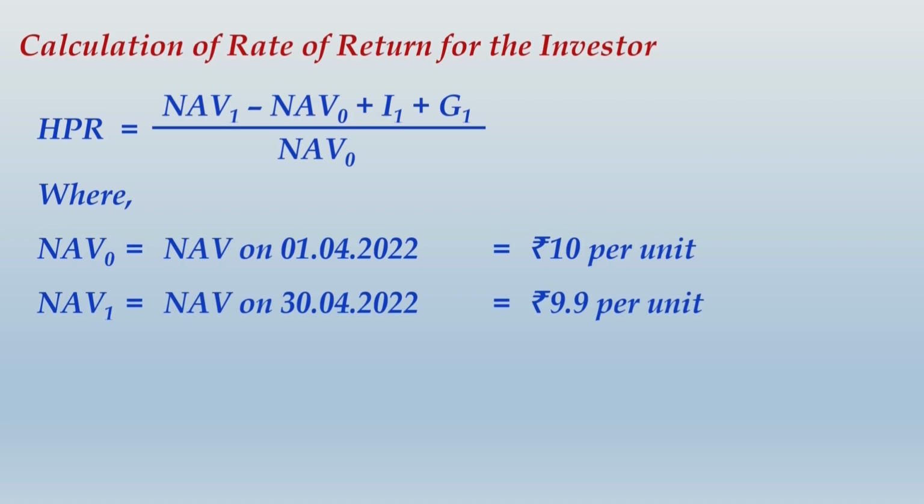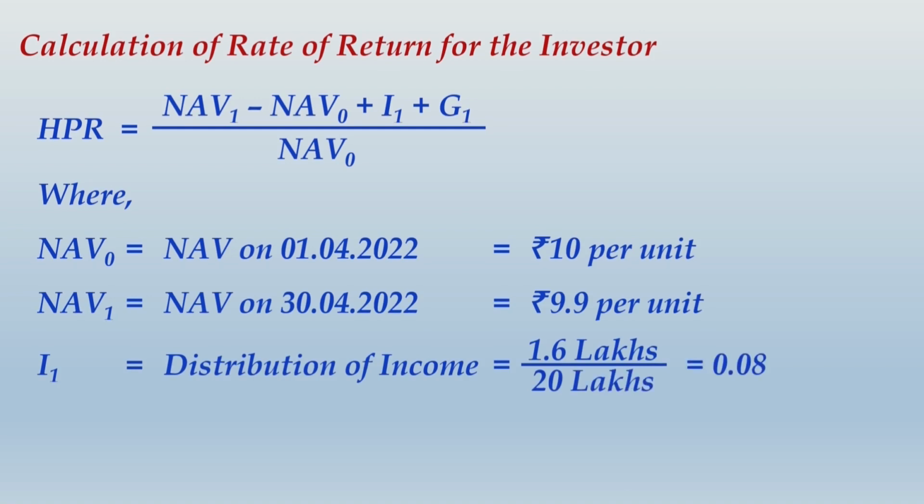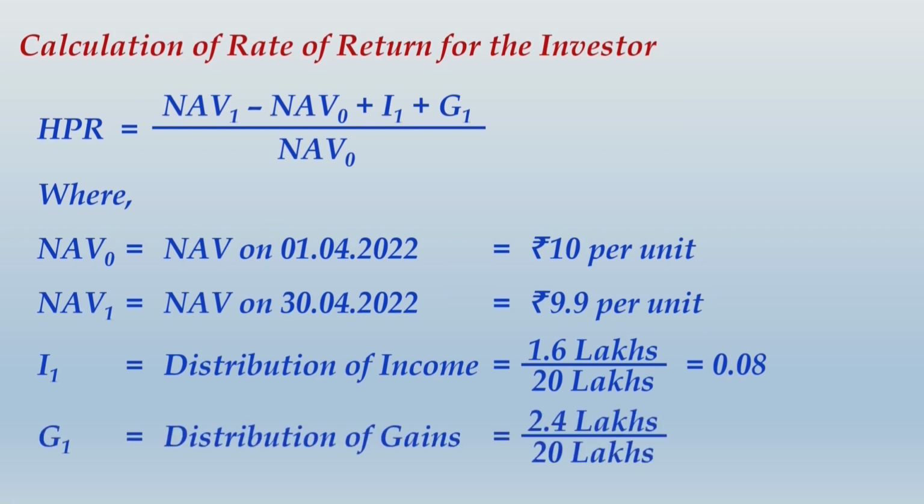NAV as on 1st April was the issue price, that was the face value of the unit, that was rupees 10, and NAV as on 30th April 2022, we have already shown the working earlier. And now computing I1 and G1. So distribution on account of income, the total amount was known, the per unit amount has been extracted as 0.08. Likewise G1 has been calculated in terms of per unit as 0.12. When you substitute these values in the HPR formula, you will be getting the HPR, and then you can convert that into annualized returns. But first you write up this entire thing quickly.